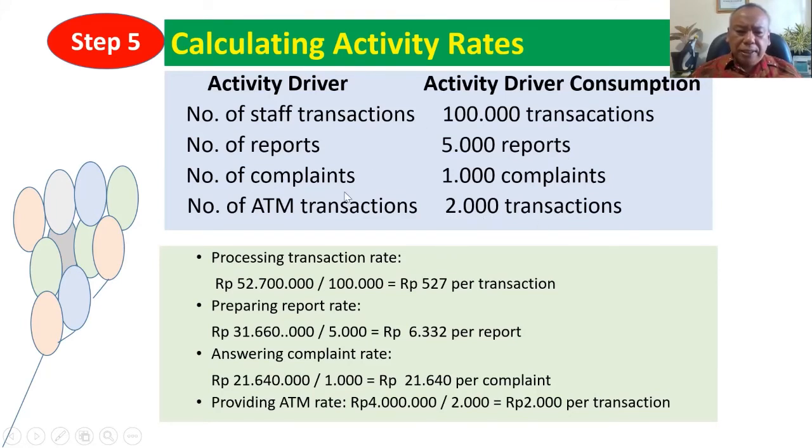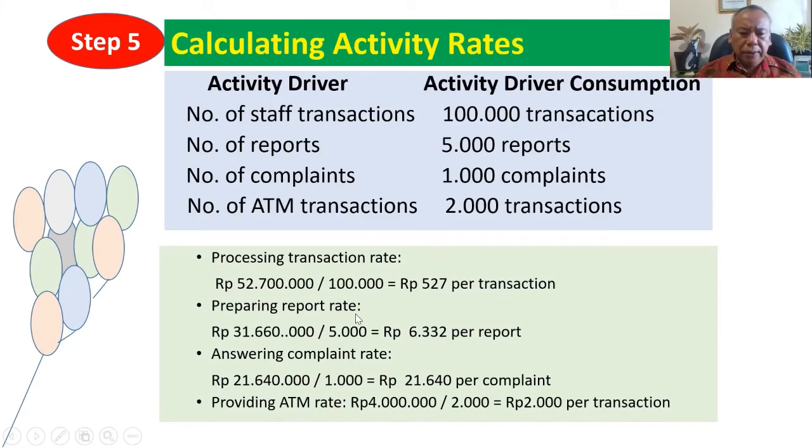And based on this, we can find the activity rate by dividing the activity costs by the activity driver consumption. So in this case, for processing transaction, 52,700,000 divided by 100,000 transactions, we find 527 per transaction.